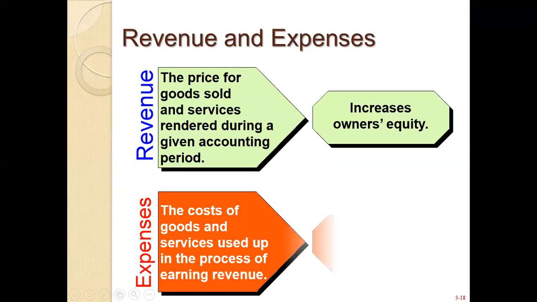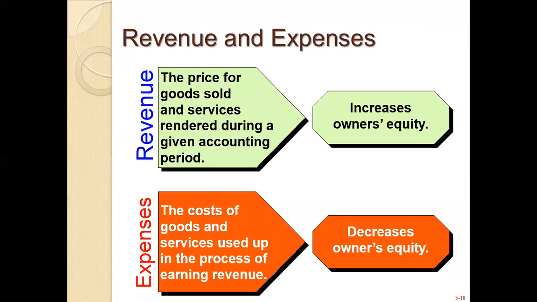Now, revenue is the price of goods and services rendered during the given accounting period. It increases owner's equity, so what will we do? It will always be a credit, because it increases owner's equity. Expense is the cost of goods and services used in the process of earning revenue, and it decreases owner's equity.